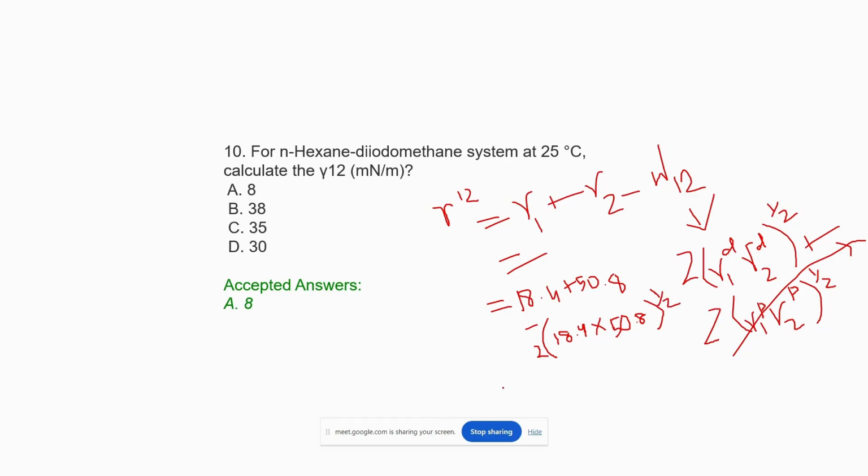So yeah, so this will give us 69.2, and then we have this as 2 into this value will be 30.5. So the final would be 8.06, and then that is how we get our answer option A, 8.